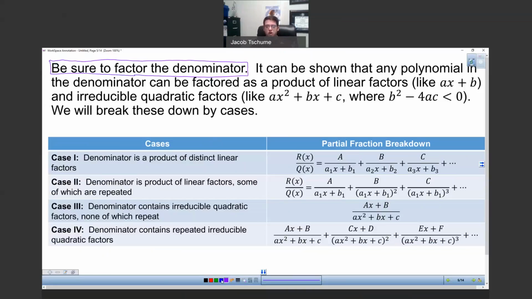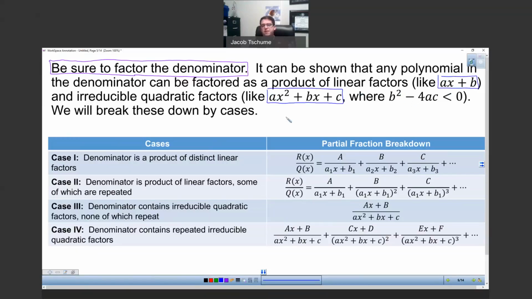So what can be shown, at least for the problems that we're going to do, is that any polynomial in the denominator can be factored as a product of linear factors, like ax plus b, and irreducible quadratic factors, like ax squared plus bx plus c. Remember, irreducible just means that it doesn't factor. So you'll get a quadratic that doesn't factor any further. Officially, that means the discriminant of it is going to be less than 0, but don't worry about that part. That's just a little extra that I put up here.